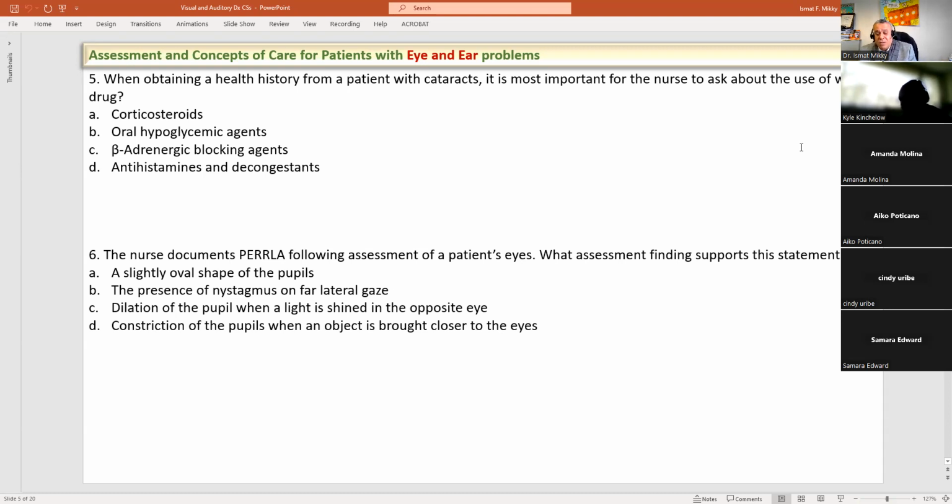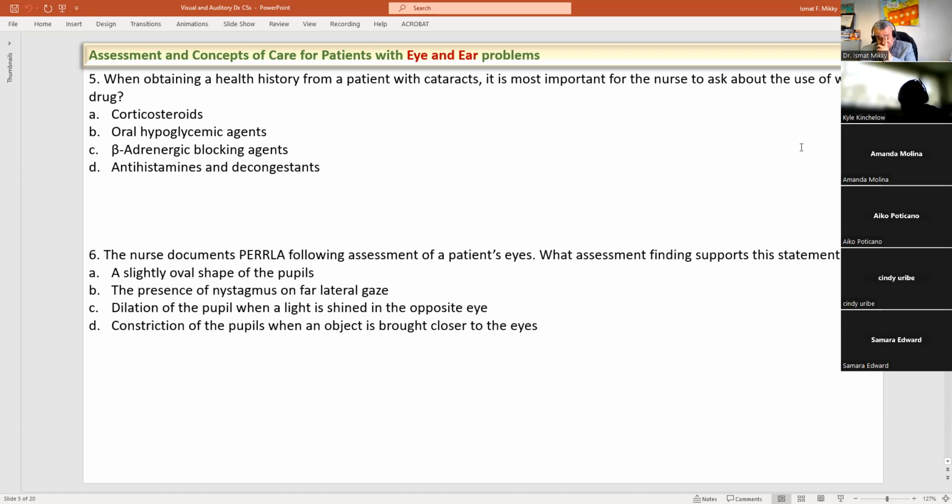The beta blockers may cause an additive effect in patients with glaucoma. Remember that the antihistamines and the decongestant drugs may cause eye dryness. They have some similar characteristics to anticholinergic drugs, because they cause some dryness, so they will affect the eye also. So the cataract or glaucoma high risk is for patients on corticosteroids.